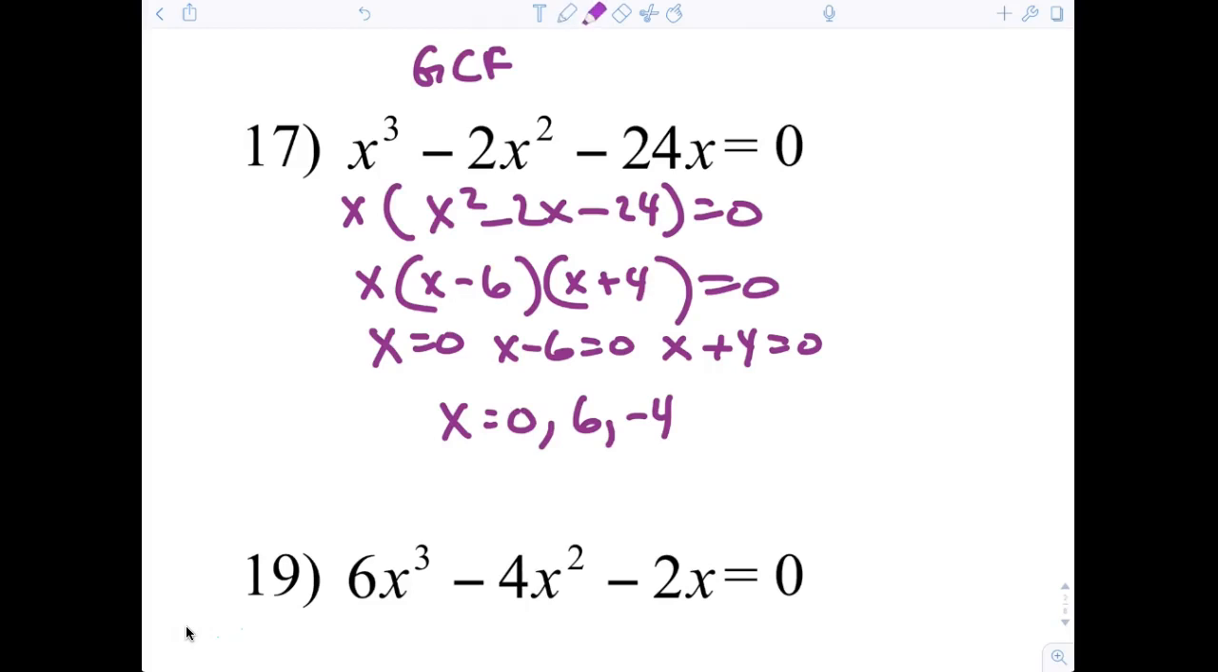Right here, it says x equals 0. There's this factor, and this factor. All three factors have to be set equal to 0. Do you understand me now?